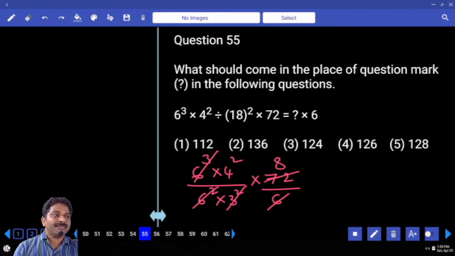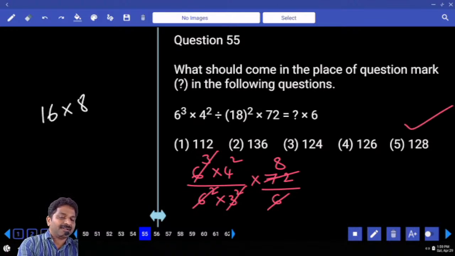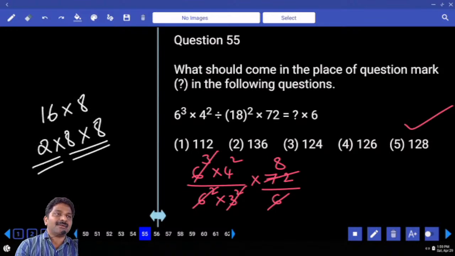4 square is 16, into 8. I'll write 16 as 2 into 8. That means 2 into 8 square. 2 into 64 is 128. We have 16 into 8. I'll read it as 2 into 8 into 8. 64 double.